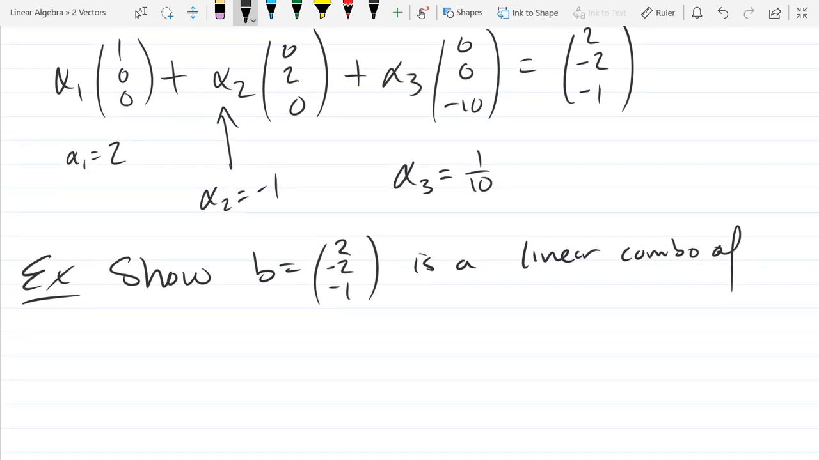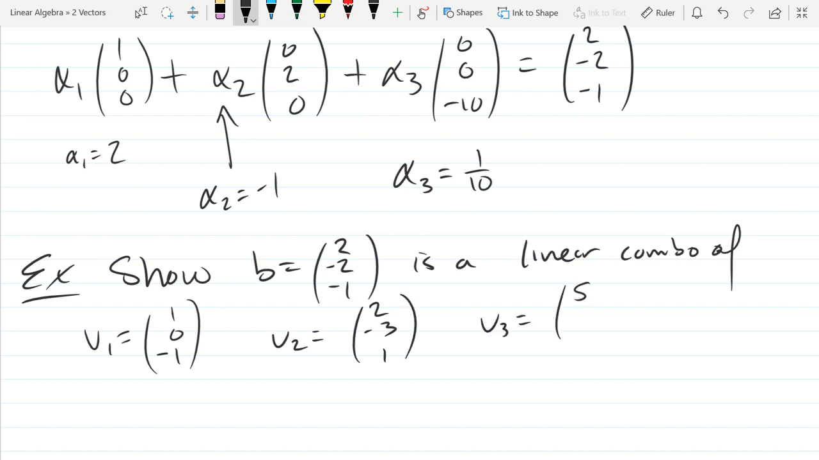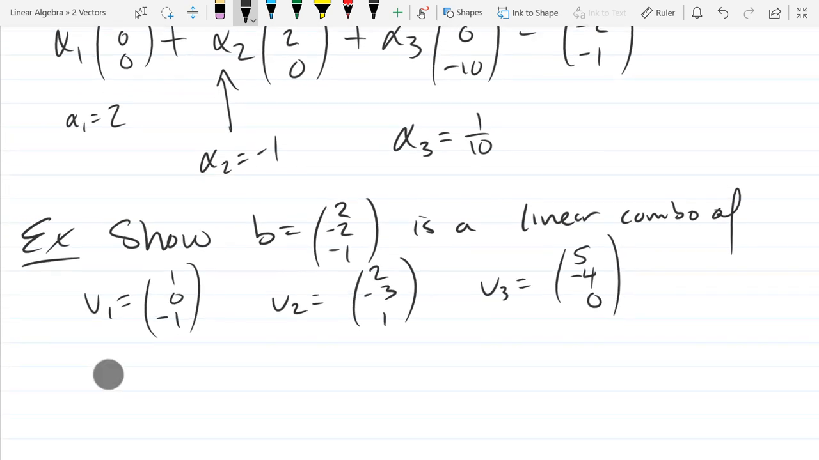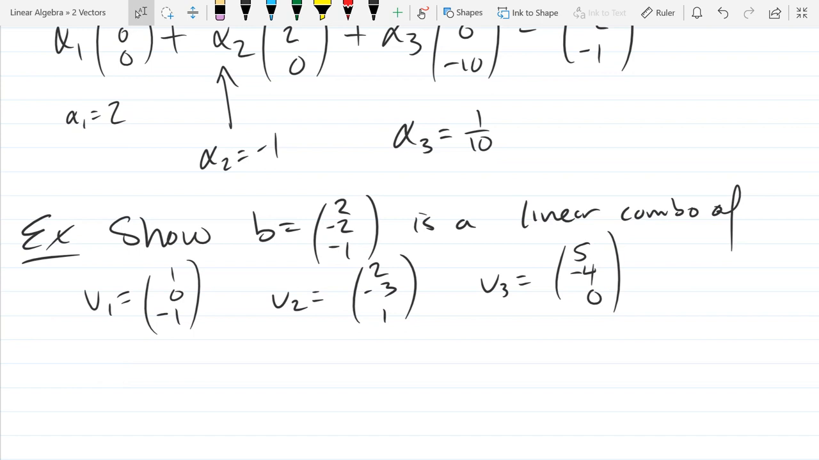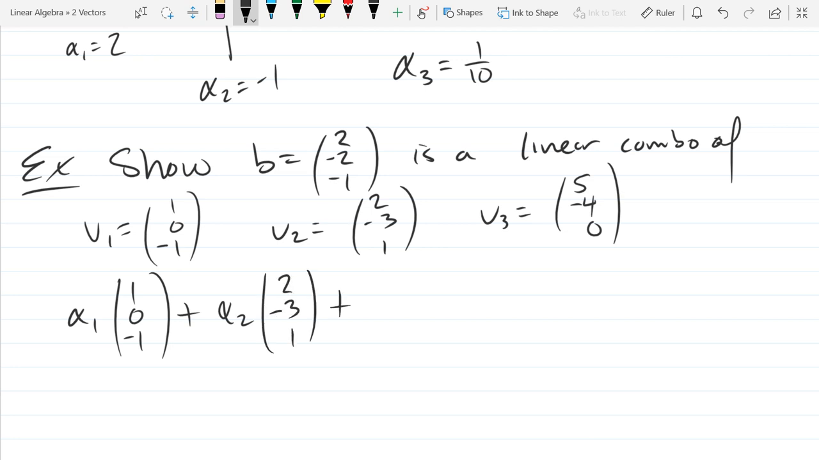So show it's a linear combination of (1, 0, -1), that'll be v1, v2 is (2, -3, 1), and v3 is (5, -4, 0). So there are some zero terms, but not enough to just answer this without doing any actual algebra. So we can set the problem up the same way. We've got alpha 1 v1 plus alpha 2 v2 plus alpha 3 v3, (5, -4, 0), equals b, which is (2, -2, -1).